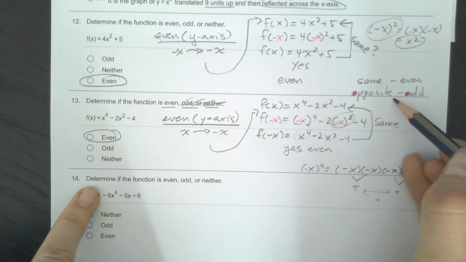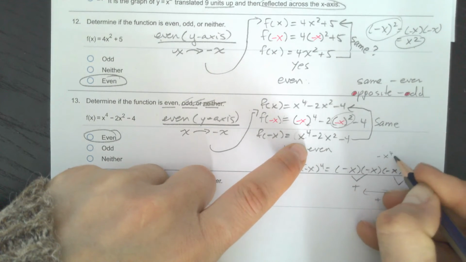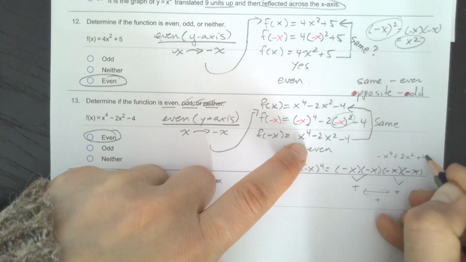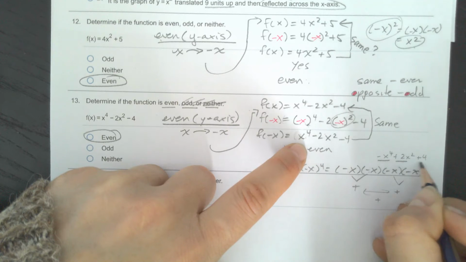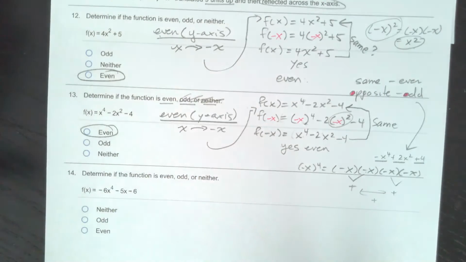If it was exactly opposite, so say it had negative x to the 4 plus 2x squared plus 4, where everything is exactly the opposite, then we'd say it's odd. Okay, let's check the last one.